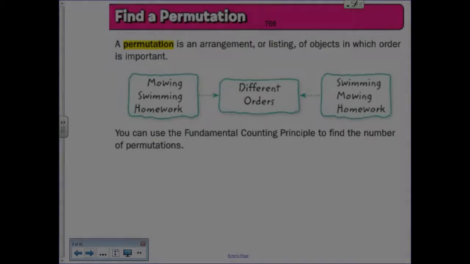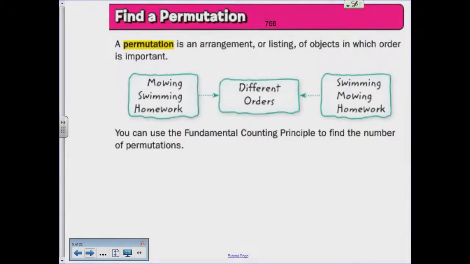Okay, today we are going to look at permutations. A permutation is an arrangement or listing of objects in which order is important. So I could mow the grass, then go swimming, and then do my homework. Or I could go swimming, then do the mowing, and then do my homework. Notice how mowing and swimming are switched in the second example.